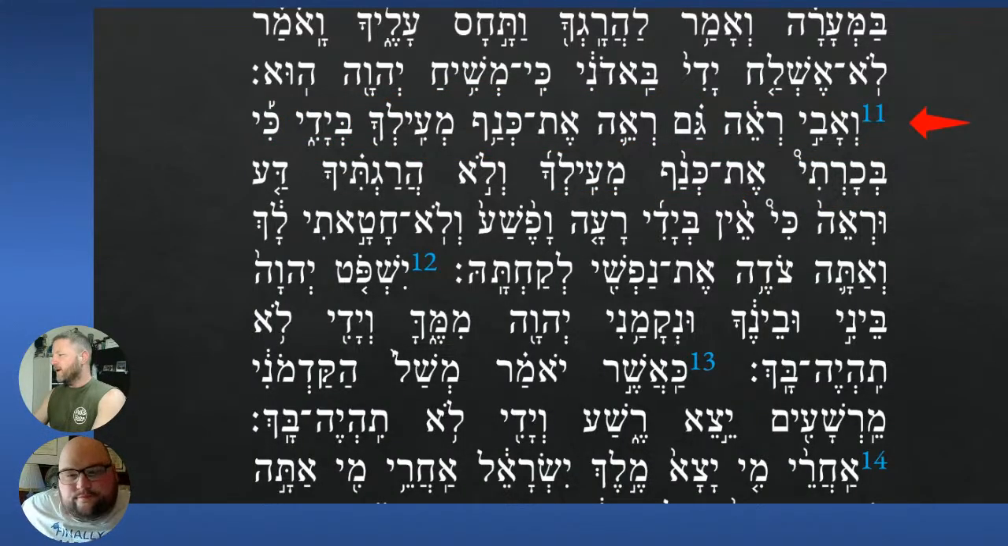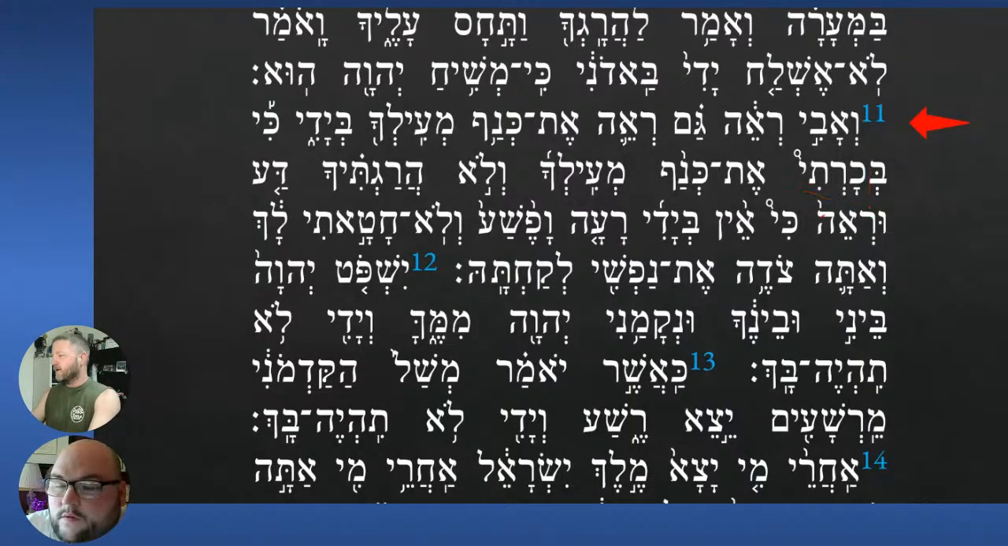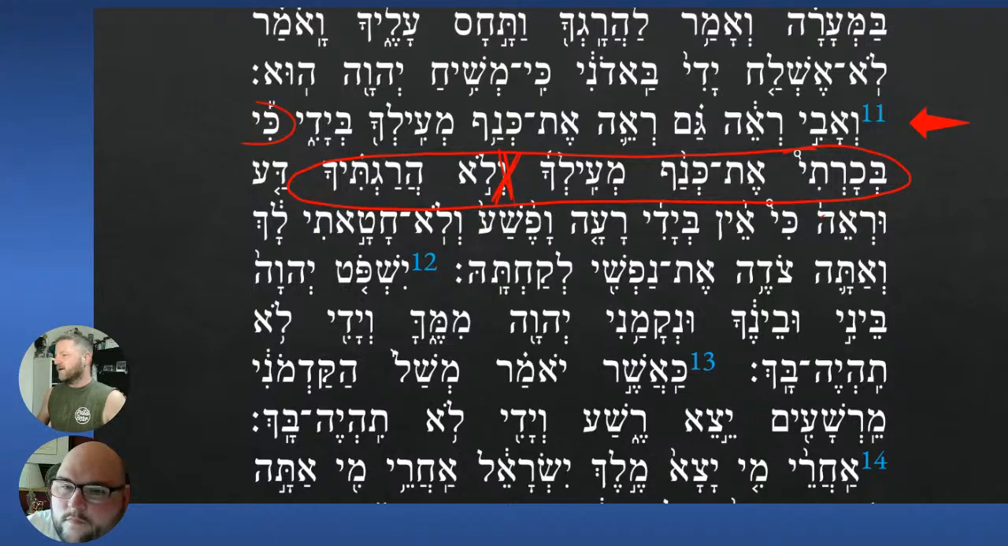When I cut, bechorti, karat. Korti is infinitive construct that we'll go over next week in the kal. Korti, my cutting. In my cutting, that means when I cut. In my cutting the hem of your garment, and not did I kill you. Velo haragticha. The ve here really doesn't have any function. When I cut the hem of your garment, I did not kill you. The ve there can safely be ignored in translation.